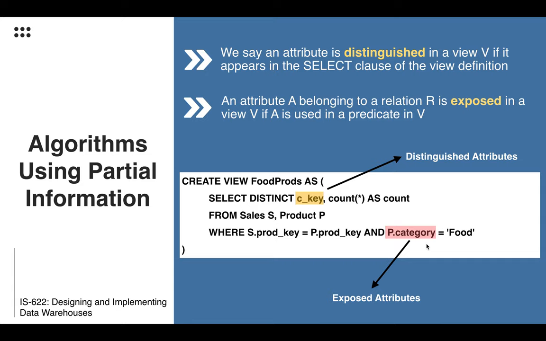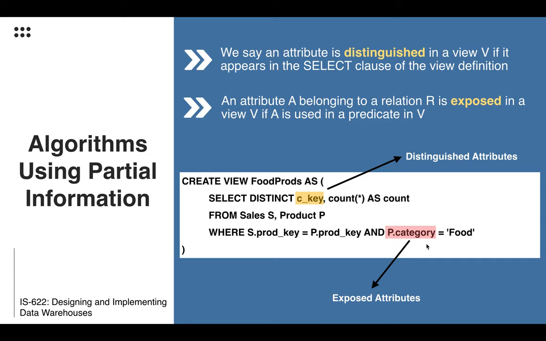How do we know if the product that the customer bought is a food product or not? We cannot know this unless we go back to the table of the product, which is the base table. Why was this? Because we created the view without that information, and it is not part of the view. So I cannot get that information from the view itself. I have to go back to the base table to get it. That is the reason why it is called an exposed attribute.